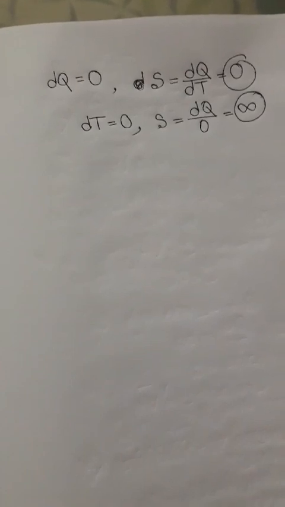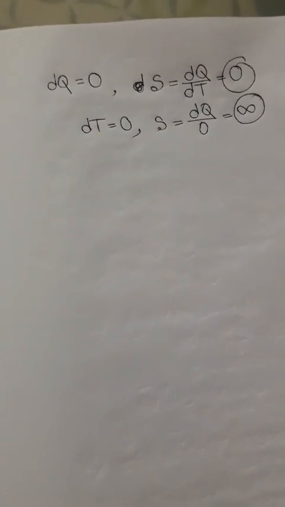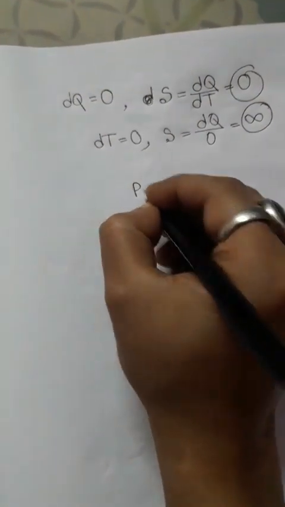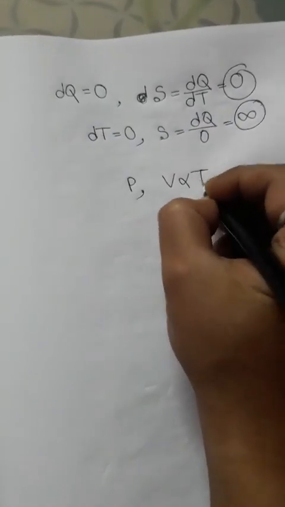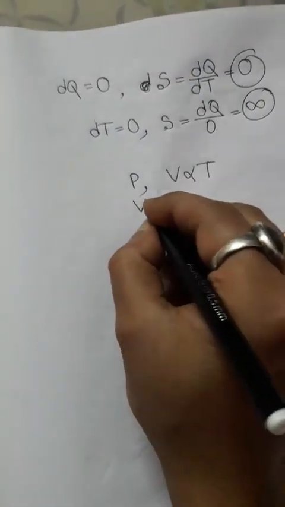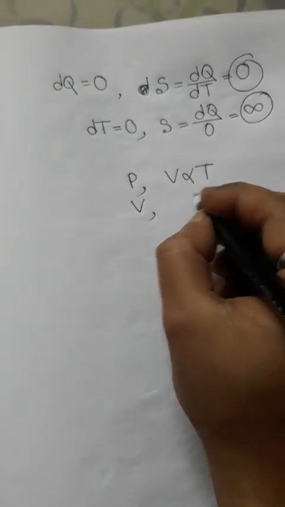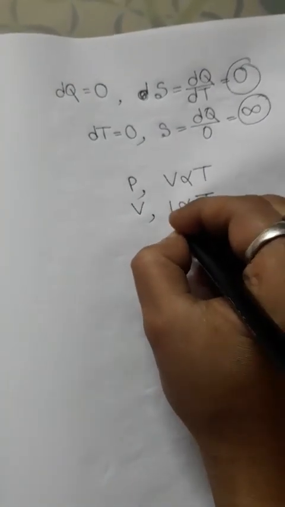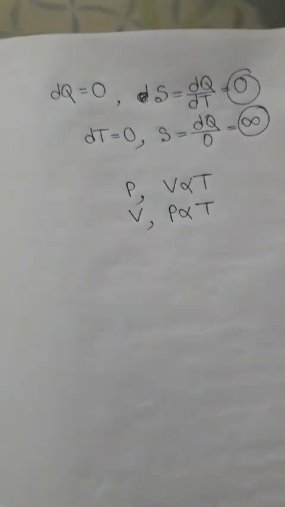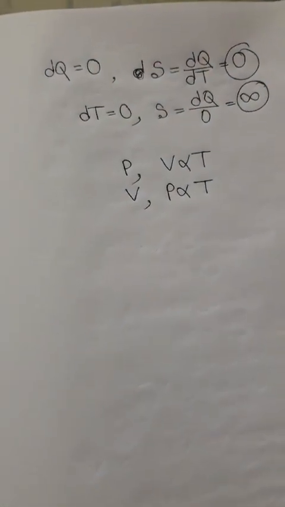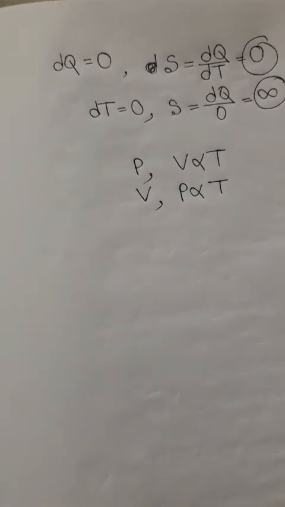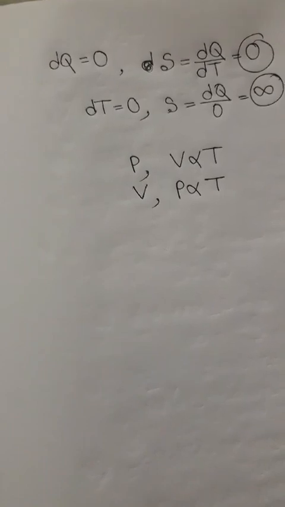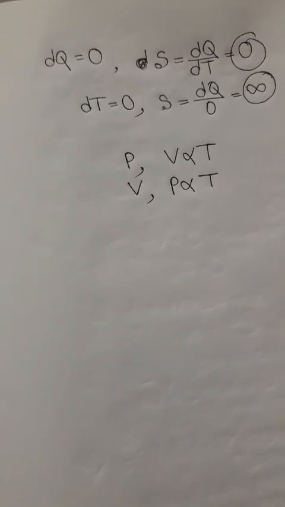So for simplicity we have to keep either pressure or volume constant, and there are two ways. If we keep pressure constant and the temperature of the gas increases, then its volume increases, and if we keep volume constant, then the temperature of the gas is proportional to pressure. So for this reason, a gas exhibits two types of specific heats. One is specific heat at constant pressure and another is specific heat at constant volume.